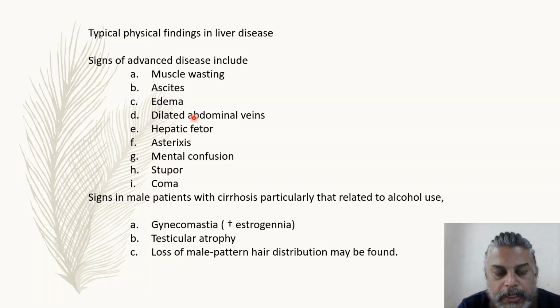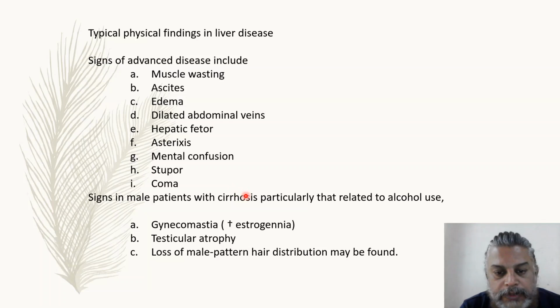Typical smell in liver disease is also known as hepatic fetor, asterixis, confusion, stupor, and coma. These are all signs of hepatic encephalopathy.